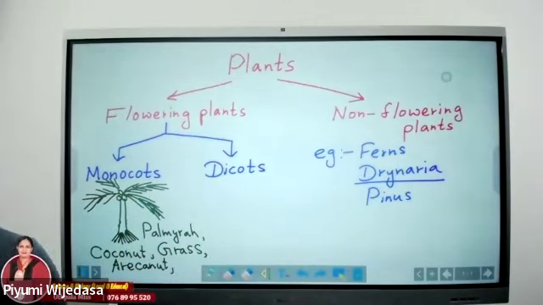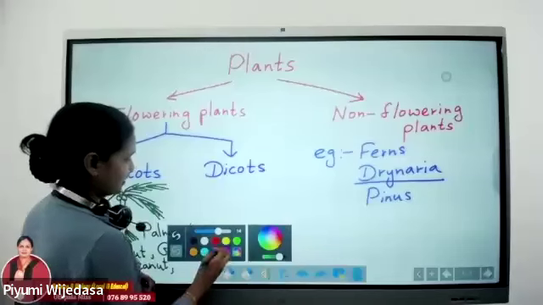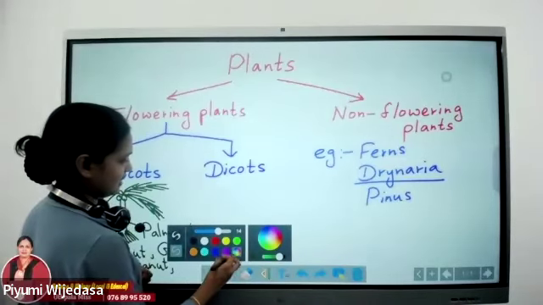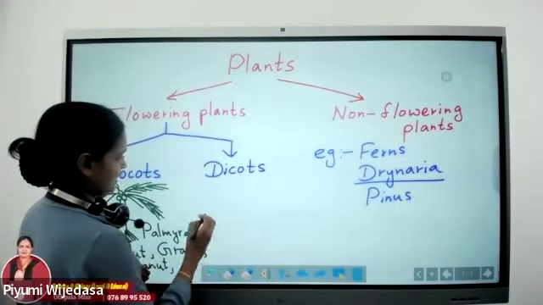Then what about the dicots? Dicots. We will mention the differences of these in the theory class, right? Later on, once we learn.